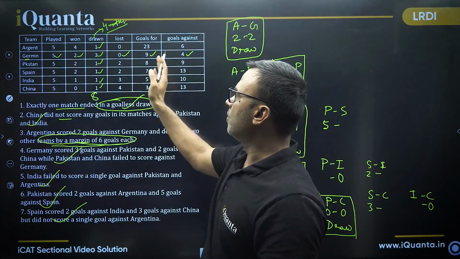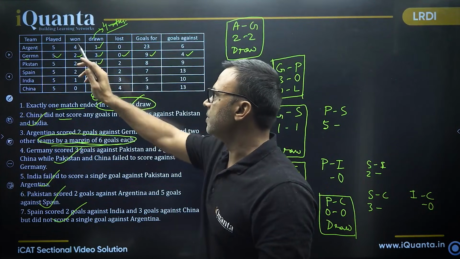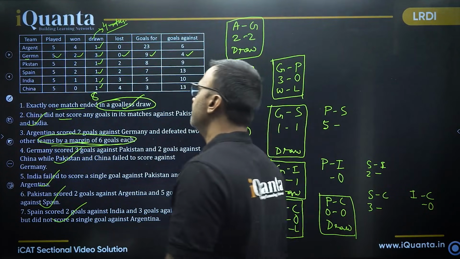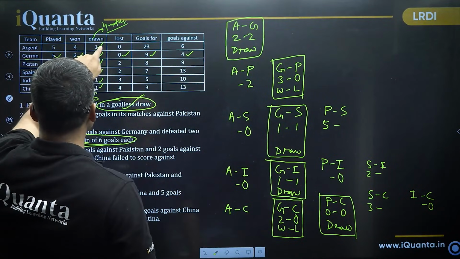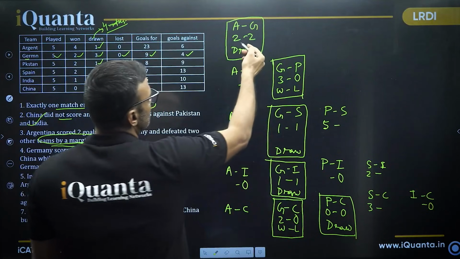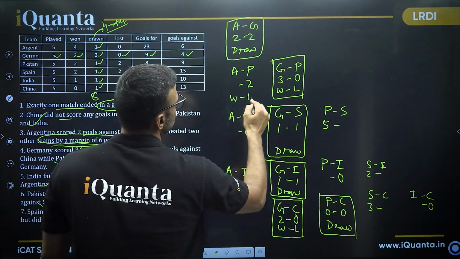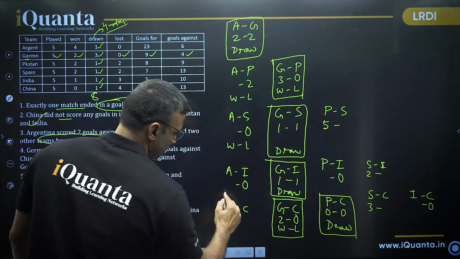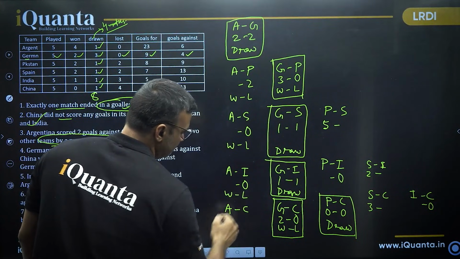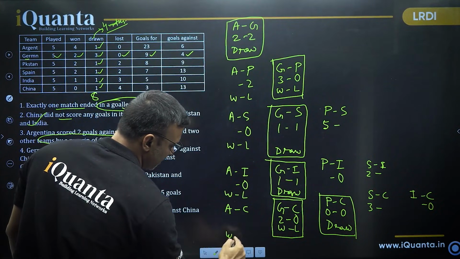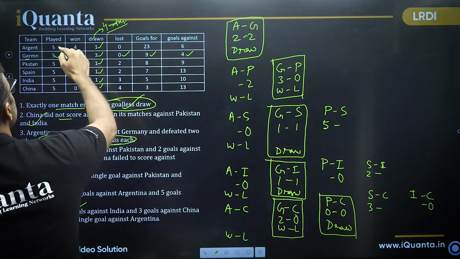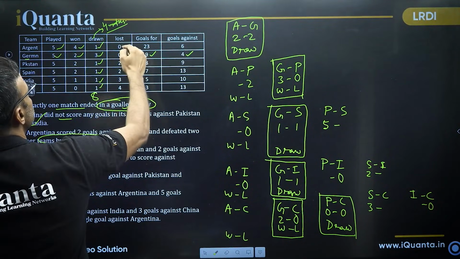Now, before we go to goals, I think it is slightly easier to decide the wins and losses. Check that. Argentina has 1 draw, 4 wins. So if this is a draw, the rest have to be win-loss situations. Win for Argentina, loss for Spain. Win for Argentina, loss for India. Win for Argentina and loss for China. Right, so I have utilized 5, 4, 0.